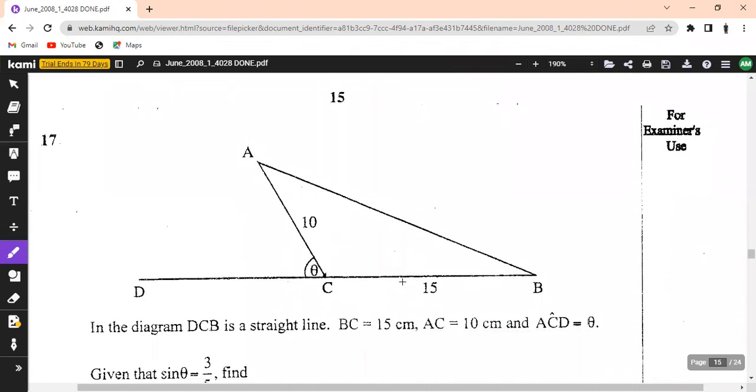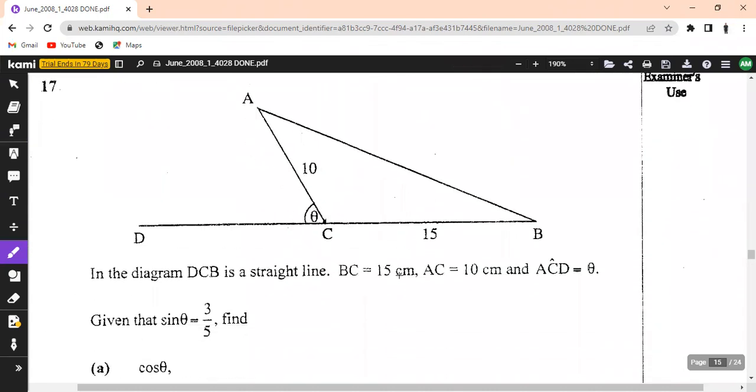All right. Then number 17, we are given that in the diagram, DCB is a straight line, BC is 15, and we are given that sine theta is 3/5. This is your sine theta here, which is equal to 3/5. We know that sine is opposite over the hypotenuse. So this was supposed to be 3, and this was supposed to be 5, opposite over hypotenuse.